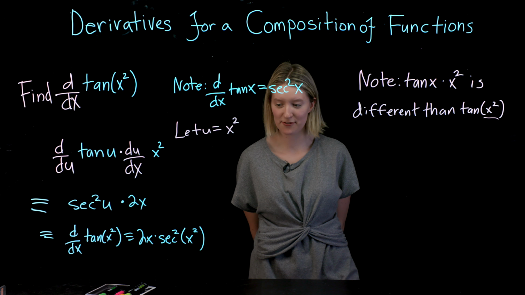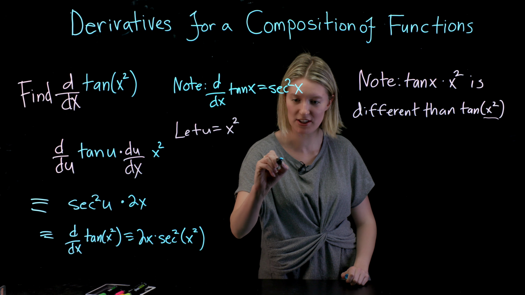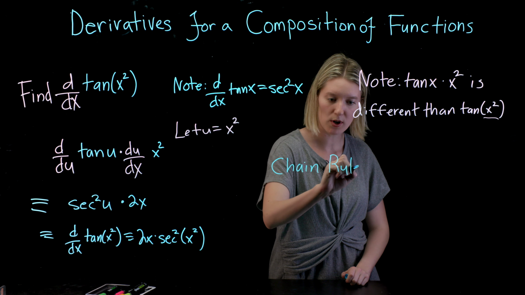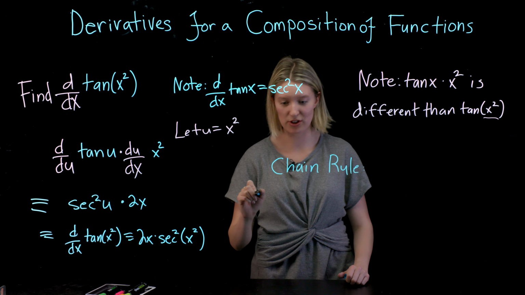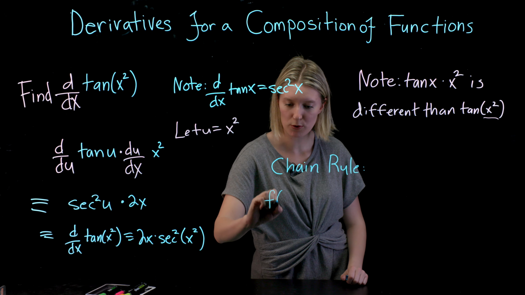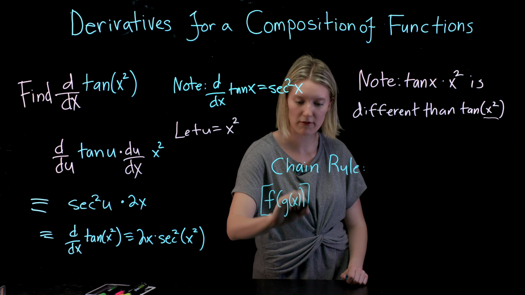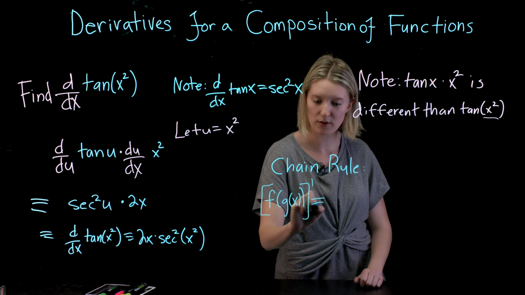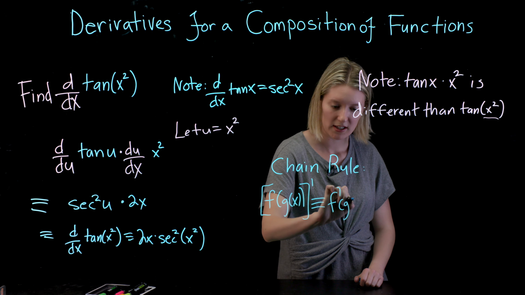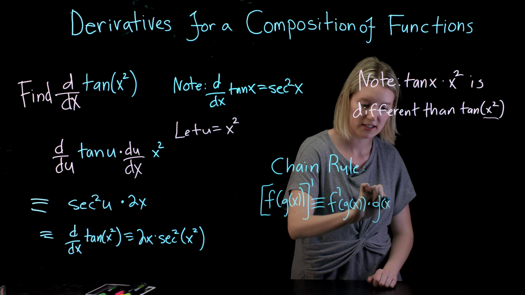So this process of finding the derivative for a composition of functions has a name, and that name is the chain rule. So even though we've just done one small example here, I'd like to give you the general formula. In general, if we have a function f that's composed with an inside function g of x, and we're taking the derivative of the entire composition, this is equivalent to the derivative of the outside function at the inside function, and then times the derivative of the inside function.